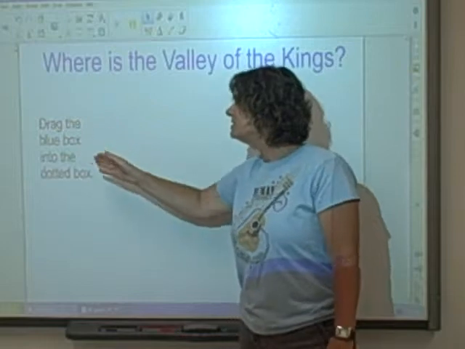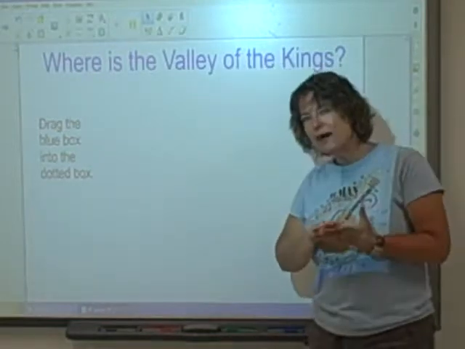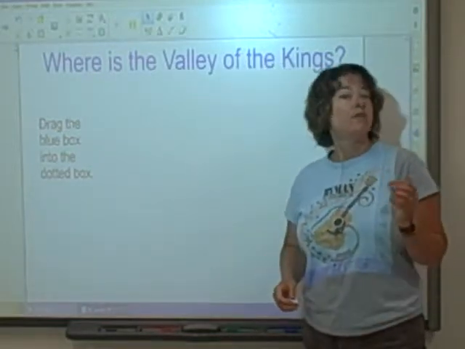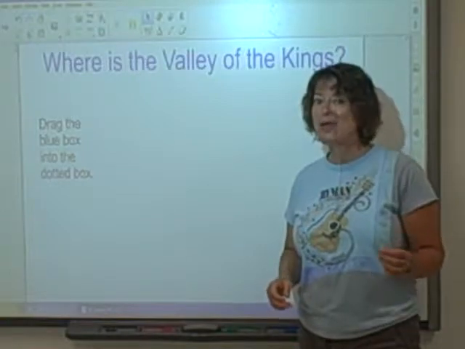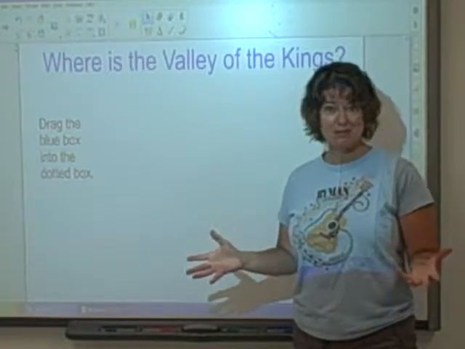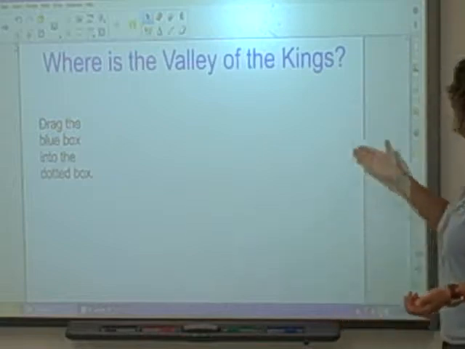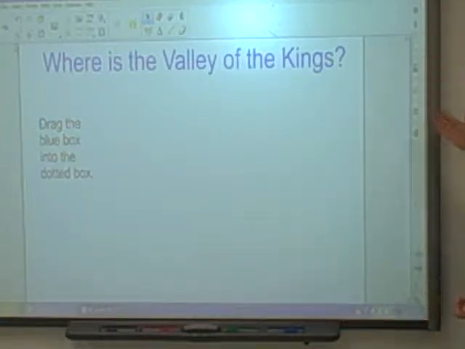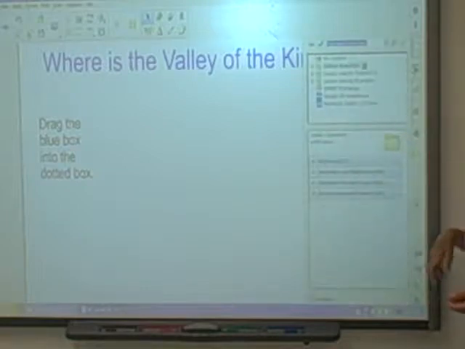Drag the blue box into the dotted box. Okay, so I need a blue box and I need a dotted box. For my blue box, I'm going to go to the Galleries tab and get a blue box that's already been made. The Galleries tab can be found in your side tabs. It's the picture frame. I click on the Galleries tab.